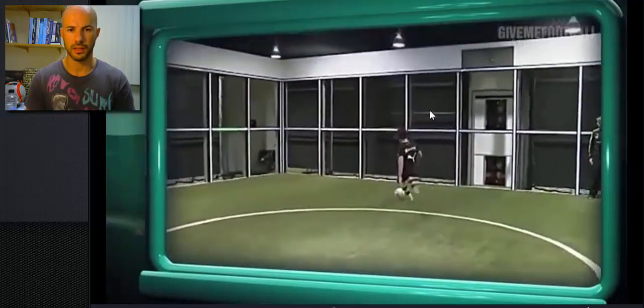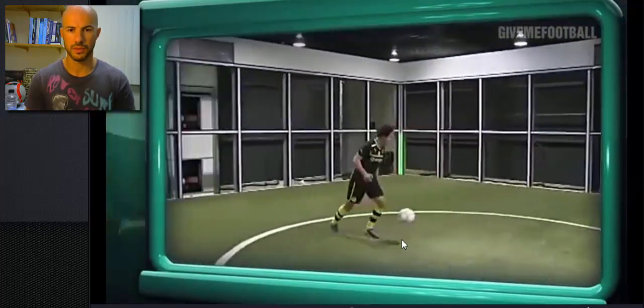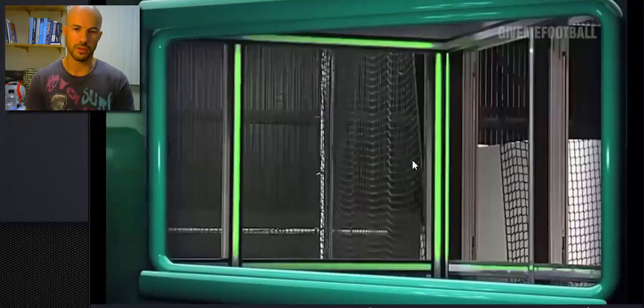Receive, where's the light here? He has to send it here. Receive here. That was pretty slow.